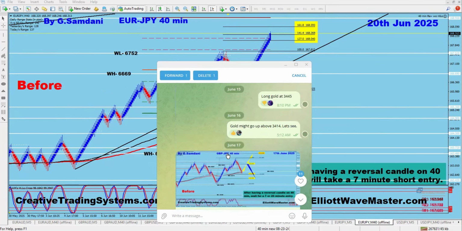See this one, pound yen. I said from here either it's going to drop or go up. So whatever, we are ready, right? If once it's there, it makes the turn to the downside, we look for a 7-minute short. If it continues to the upside, we look for a 20-minute long. That's how it is.